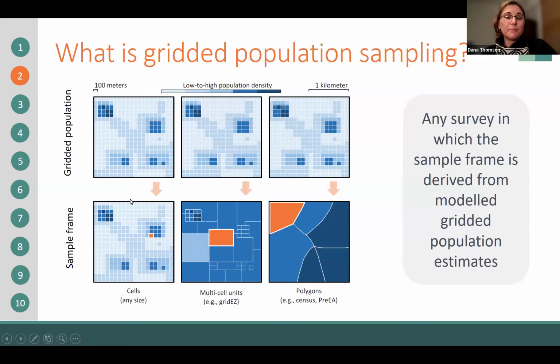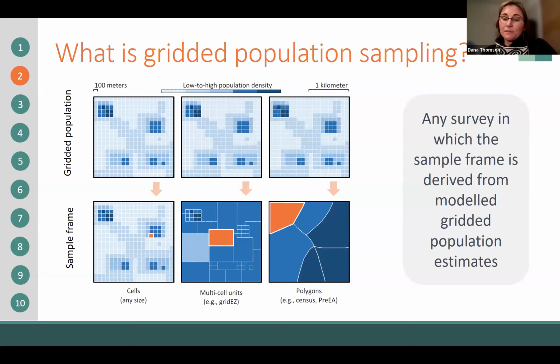Sometimes people get around this by picking a grid cell size for urban populations and then another for rural, and just kind of deal with the varying amount of people in those different grid cell sizes. But more commonly in gridded population sampling is one of these two other options where we try to mimic an enumeration area by grouping grid cells into areas of approximately similar population total, where the area might differ from one to the next. So an example of doing that with the gridded cell boundaries themselves is a tool called GridEZ. I'll mention this a bit later in the presentation.